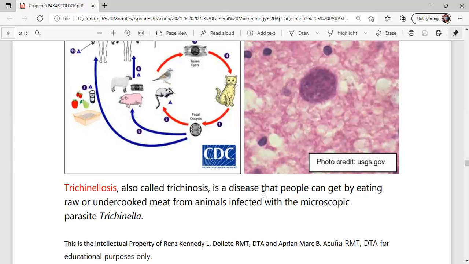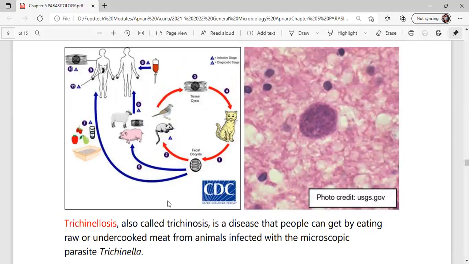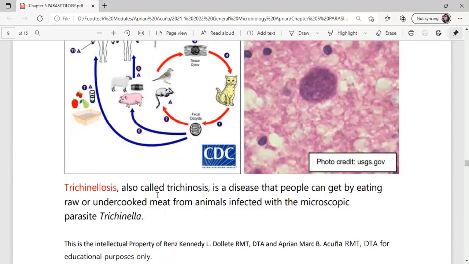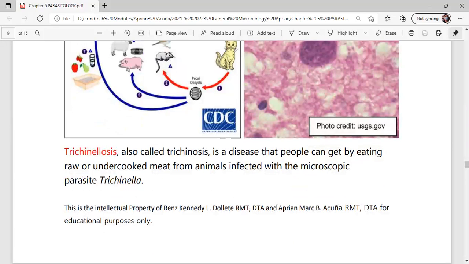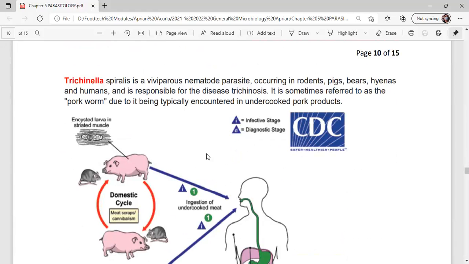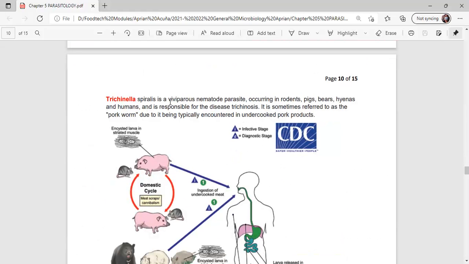Okay, so you have here also a disease that people can get by eating raw or uncooked meat from animals infected with the microscopic parasite Trichinella. Oh, that is different, Trichinella. Toxoplasma is different. Trichinosis is a disease that people get from eating raw meat.